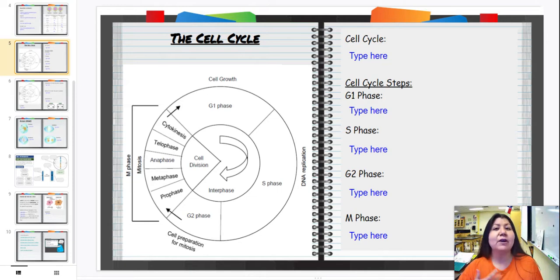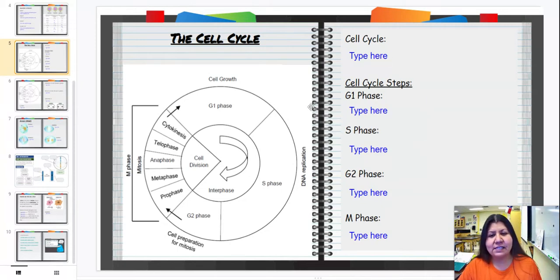So you should have seen the previous videos that went over the structure of DNA, how it's condensed so that it fits inside the nucleus, and the difference between diploid and haploid cells. So now we're actually going to see what process a cell takes in order to reproduce.